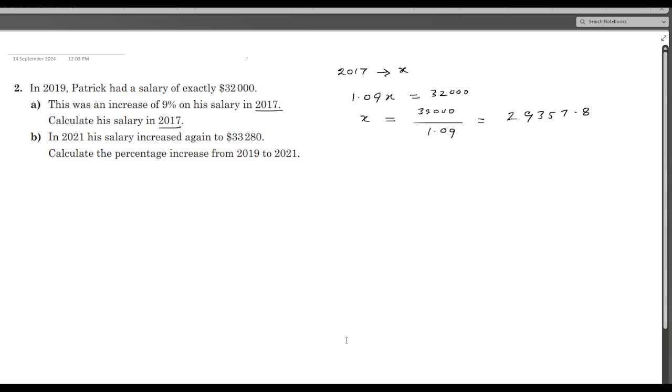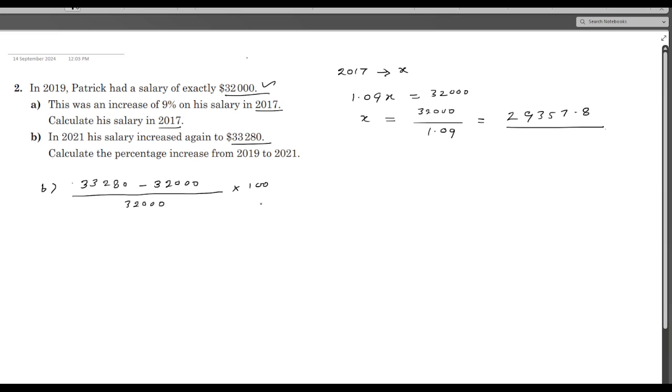Okay, next question. In 2021 his salary increased again to 33,280. Calculate the percentage increase from 2019 to 2021. So in 2019 the salary is 32,000, and in 2021 the salary is 33,280. For the percentage increase, I will first find out what the increase is. That is 33,280 minus 32,000. This is your increase. For percentage increase, I will divide by the initial salary, which is 32,000, times 100.